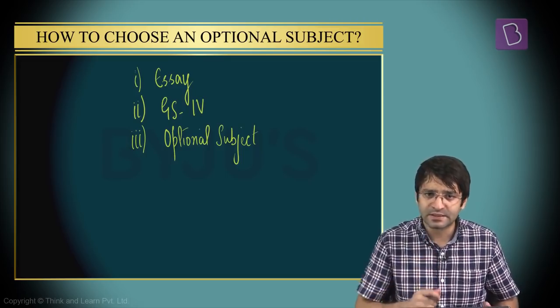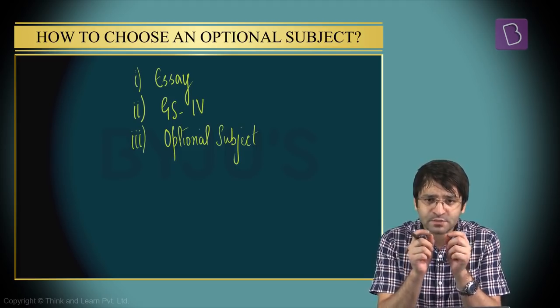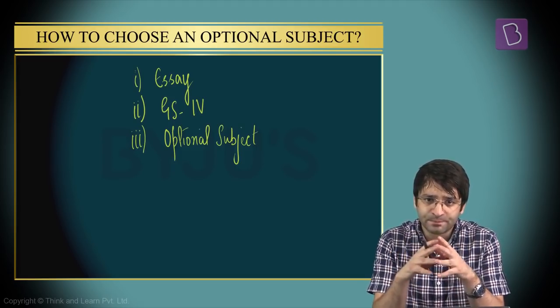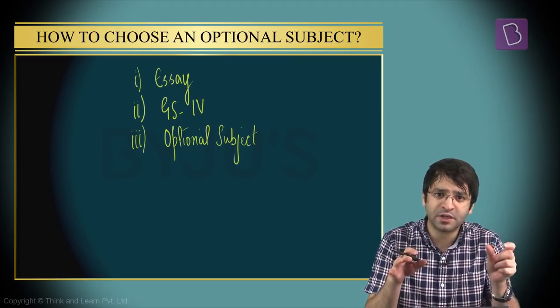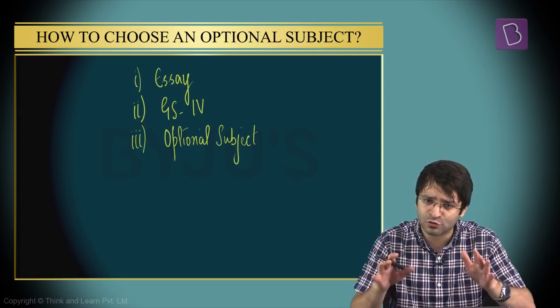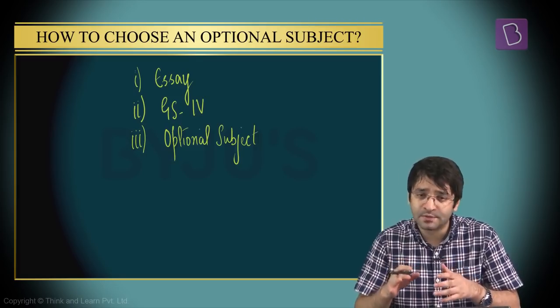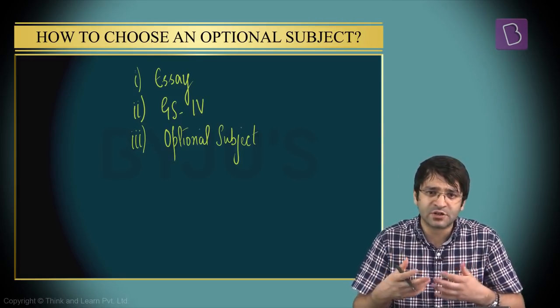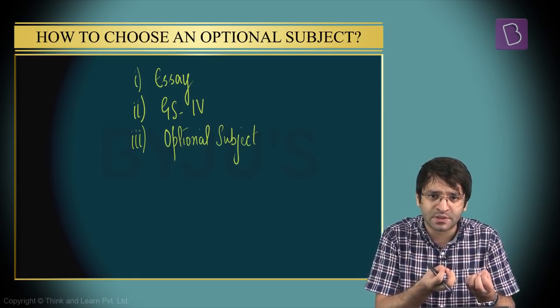But what is the reason? I'll tell you the reason. If you look at GS paper 1, 2, and 3, they deal with history, geography, polity, economy, international relations, and so on and so forth. These 17,000, 18,000 aspirants who write the mains examination every year, where do they get the content for these 3 papers?